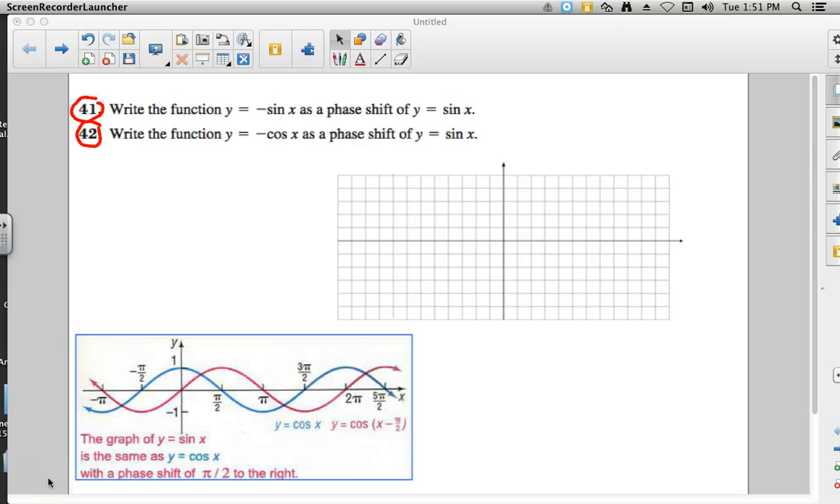These are the frequently asked questions for pre-calculus for section 4.4 day 2. For number 41 and 42, it says, write the function y equals the negative sine of x as a phase shift of y equals the sine of x.